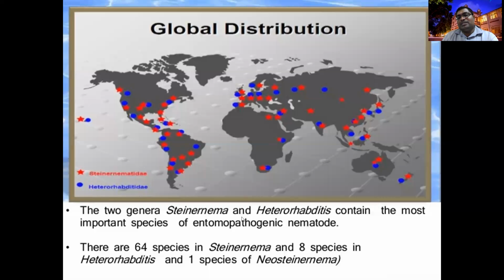The two genera, Steinernema and Heterorhabditis, right? Among these two genera, there are more than 64 species in Steinernema, 8 species in Heterorhabditis, and 1 species of Neosteinernema. This Neosteinernema is a very old entomopathogenic nematode species, or even nowadays they are using it. It was identified earlier than Heterorhabditis and Steinernema, right?